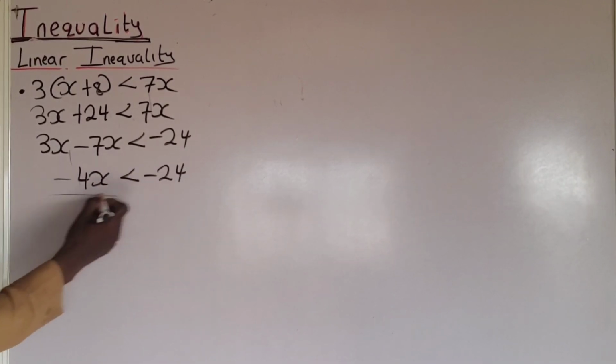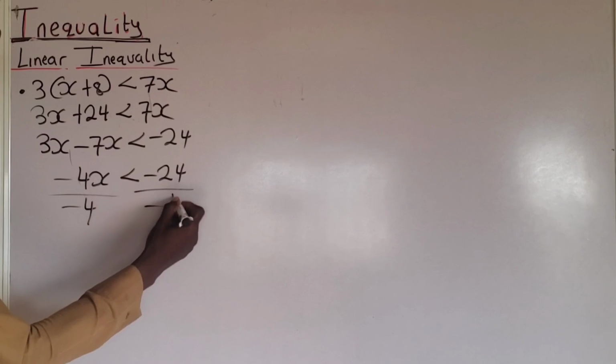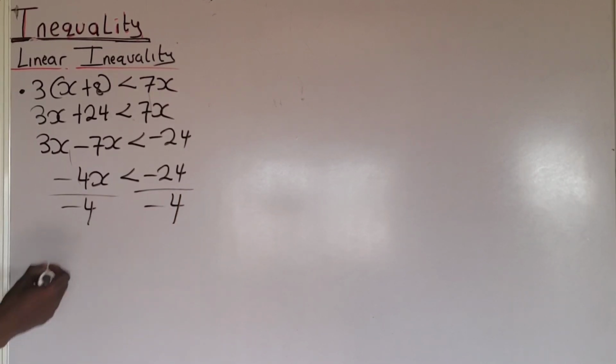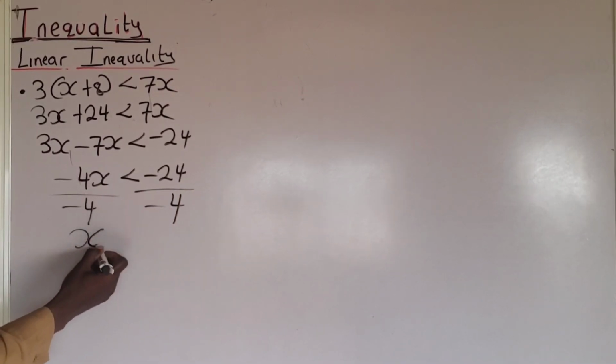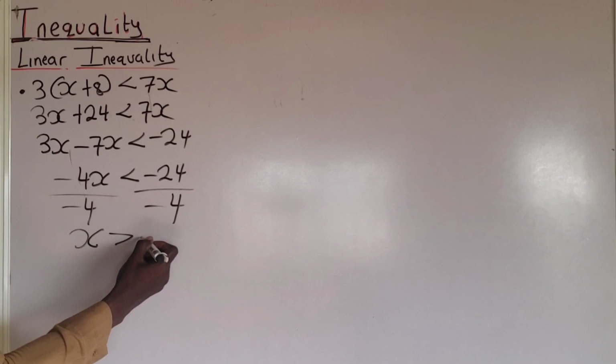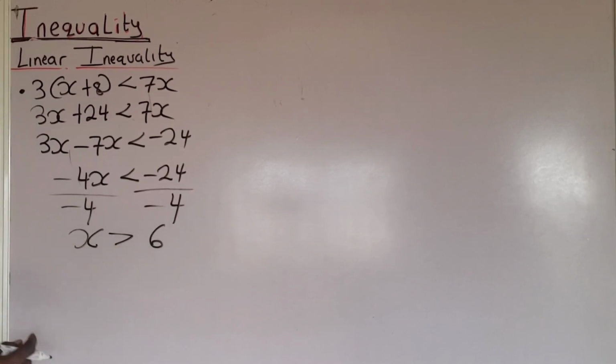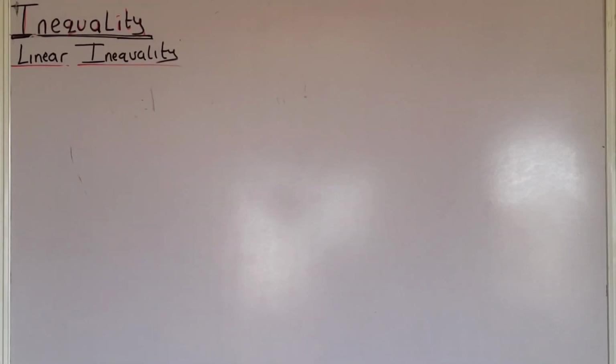Now, divide both sides by -4. I'm going to have this over -4 and this over -4. So, x will be greater than 6. That is, the range of values of x that satisfy the inequality are those values of x that are greater than 6. This includes 7, 8, 9, 10, 11, 12, and so on. Okay, let's proceed to the second question.